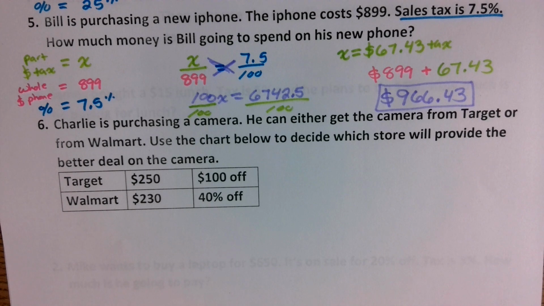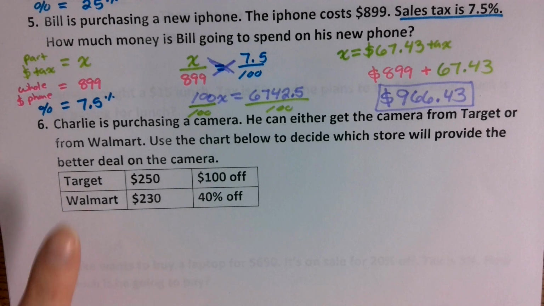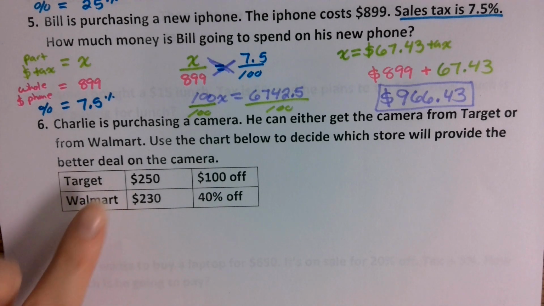Problem 6. Charlie is purchasing a camera. He can either get the camera from Target or from Walmart. So you need to use the chart to figure out which one is going to have a better deal. If they're going to have a better deal, is it going to be more expensive or less expensive? Less expensive. Okay, so now let's take a look.